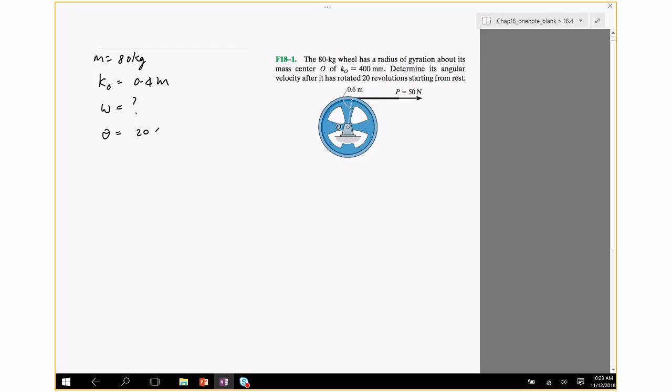Twenty revolutions is 20 times 2 pi, or 40 pi radians, right? So find the speed. You've got to use, obviously, the principle of work and energy.